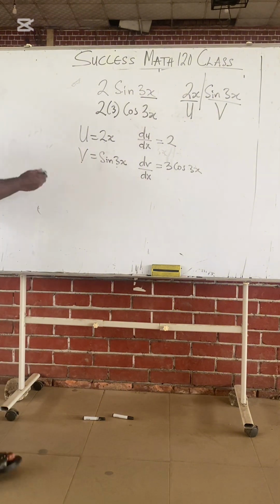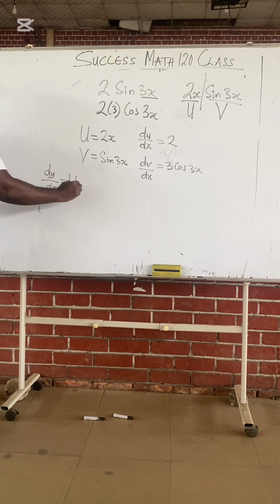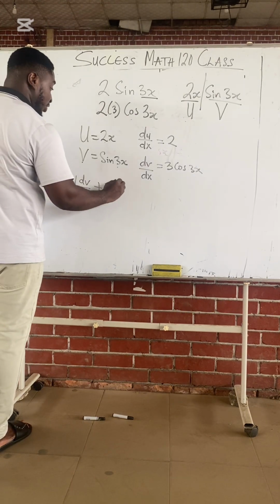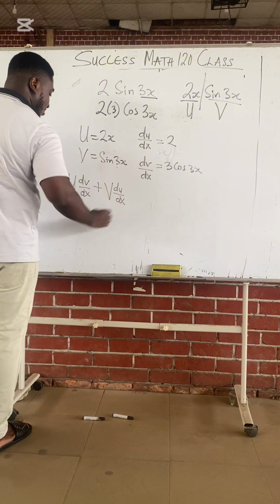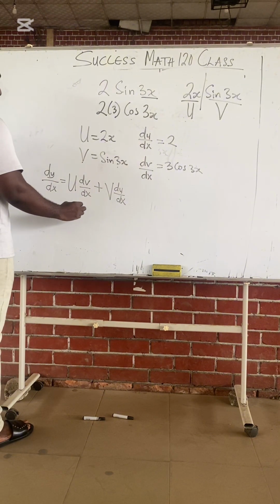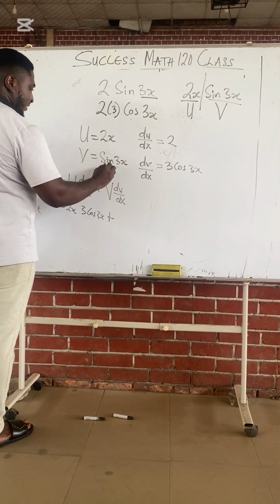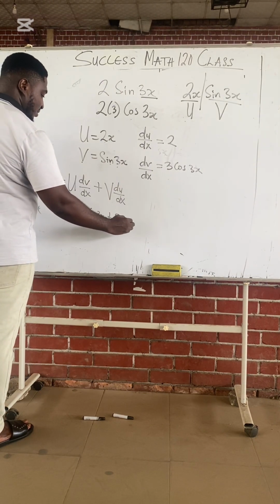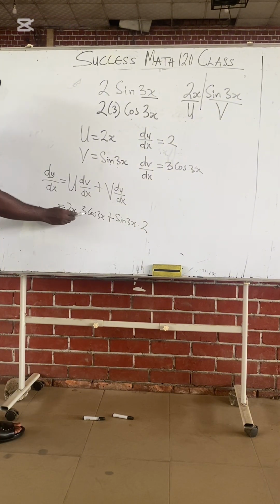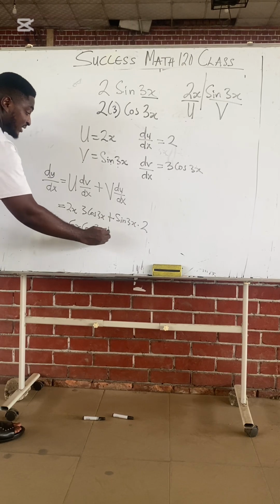What does product rule say? That dy/dx equals u dv/dx plus v du/dx. Who is u? 2x. Who is dv/dx? 3 cos 3x. Plus who is v? Sine 3x. Who is du/dx? 2. 2x times 3 is 6x cos 3x, plus sine 3x times 2.